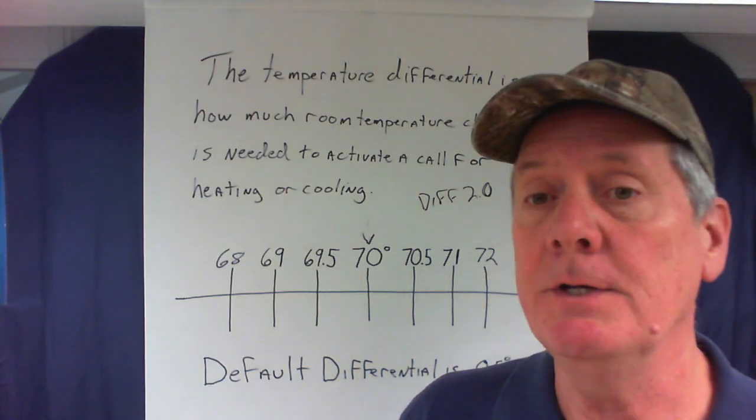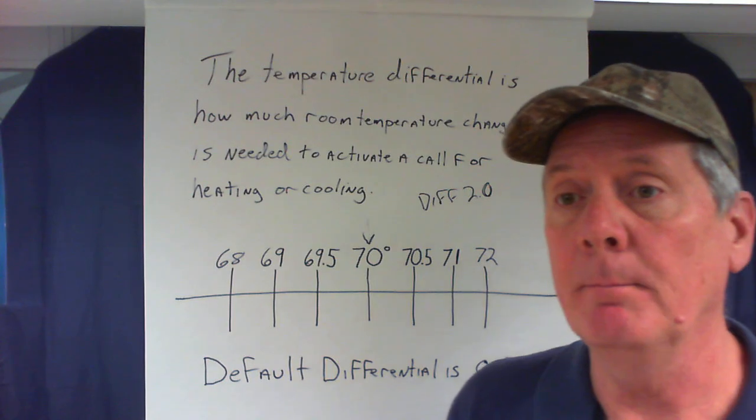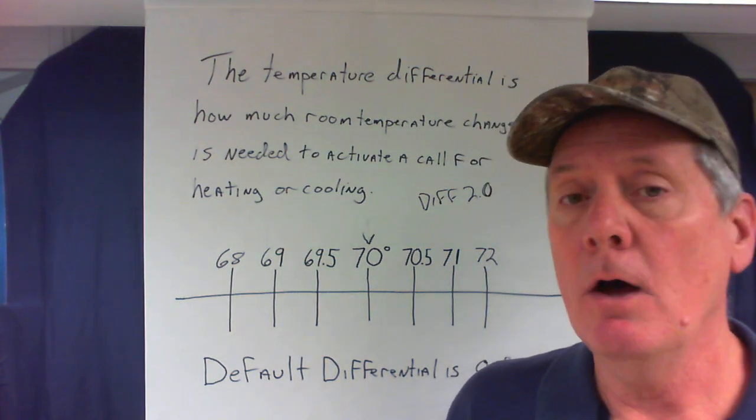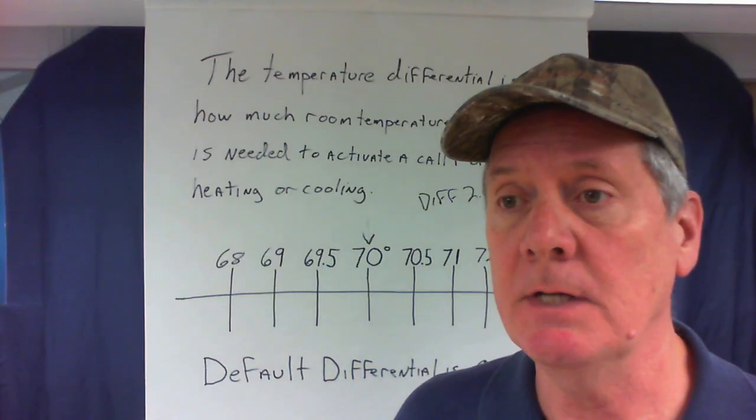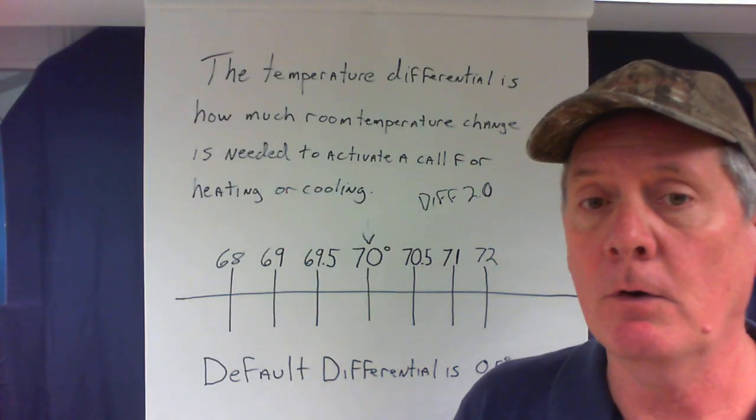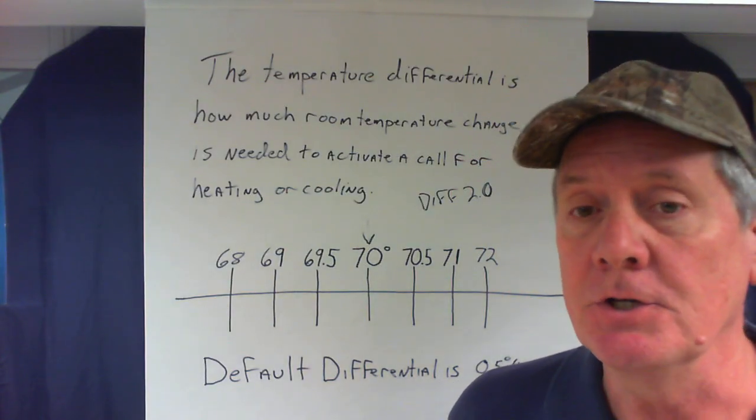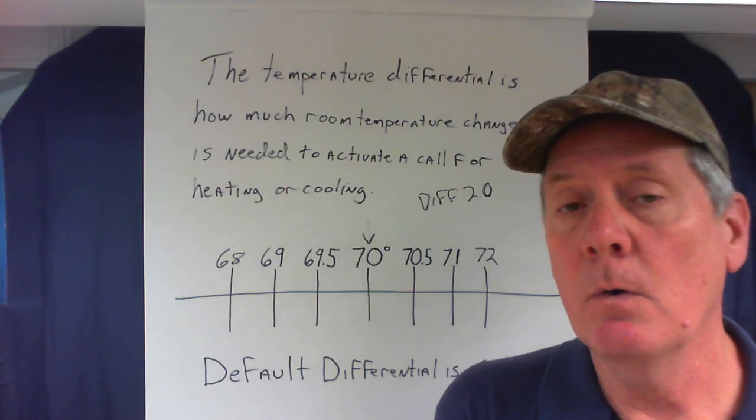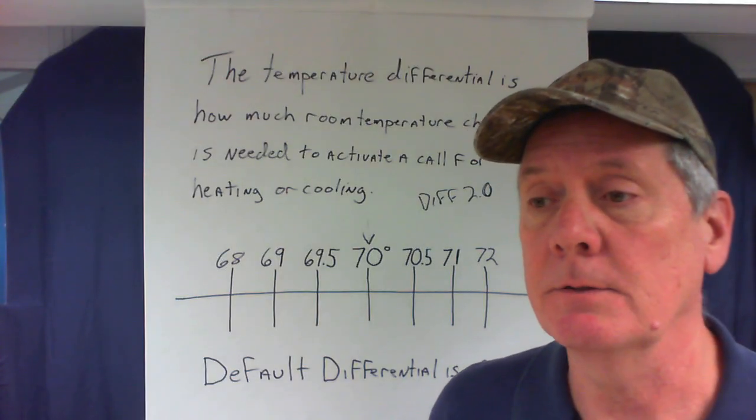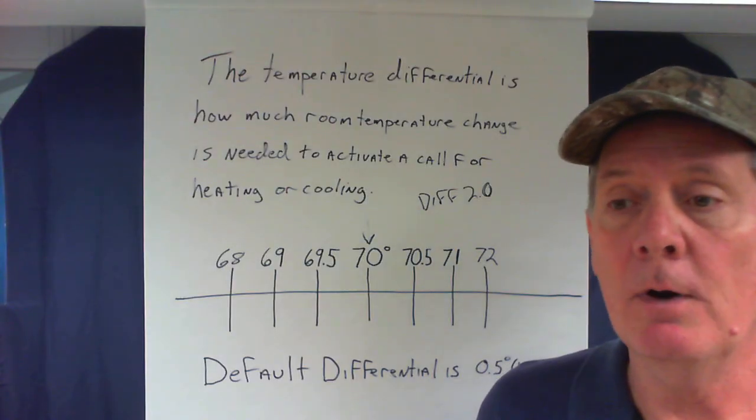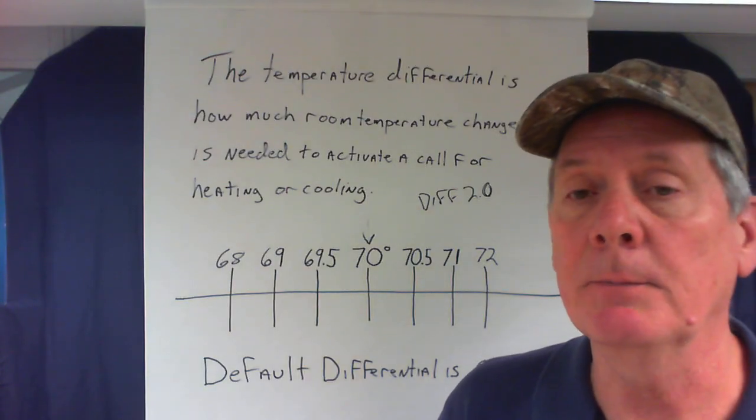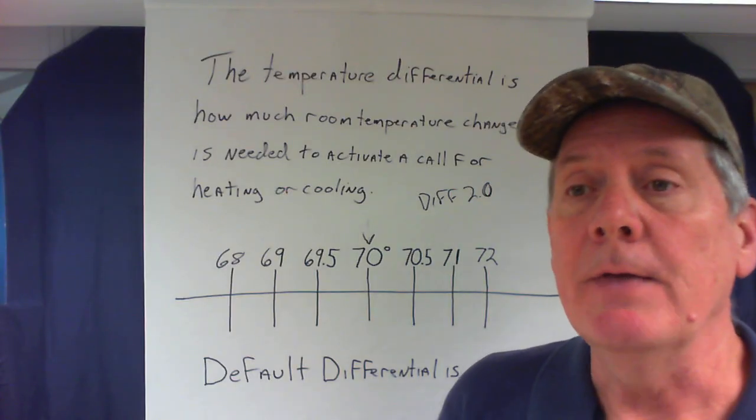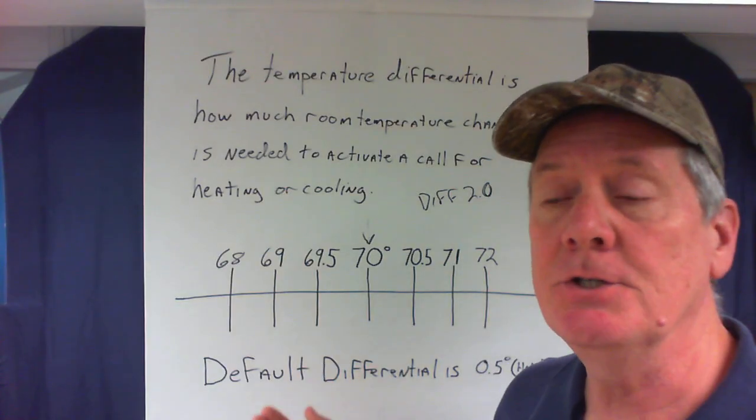So in the end, you will have longer but less frequent cycles with a 2 degree differential. With a 1/2 degree differential, you're going to have shorter but more frequent cycles. In the long run, it's about the same amount of run time over the course of a day. Just is it broken up into smaller cycles or longer cycles? This is a personal preference. Sometimes it may be something that you want for your equipment. That's why you can go in and change the differentials.